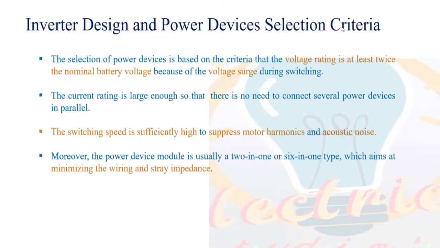And that is where I told you selection of power devices is based upon the total voltage rating. The criterion is that the voltage rating of the power devices, the switching devices, is at least twice the nominal battery voltage. What does it mean? If you have an electric vehicle with a battery pack of 200 volts nominal, then the power device you are selecting, the IGBT or MOSFET, whether silicon based or other material based, should be able to withstand a minimum of 2 times this voltage.